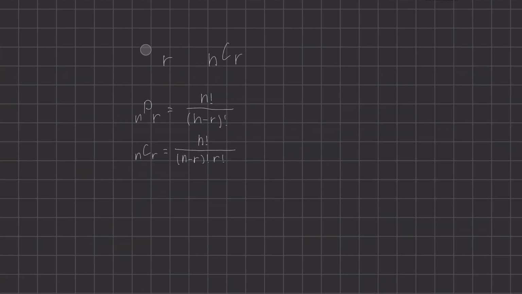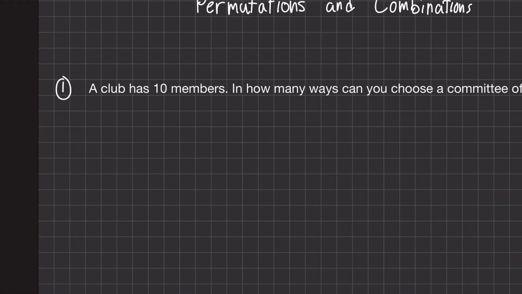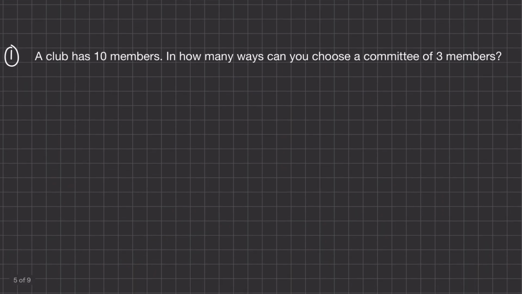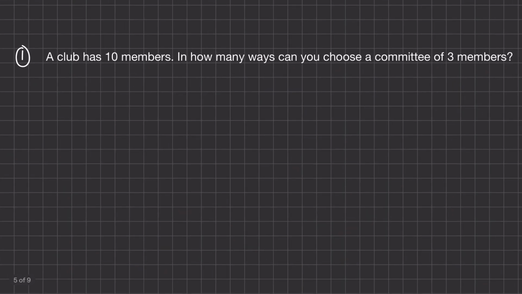And also note that before I take over any of these questions, please just try them yourself first, and then you can check over your answer. So here's the first question. It states a club has 10 members. In how many ways can you choose a committee of 3 members?